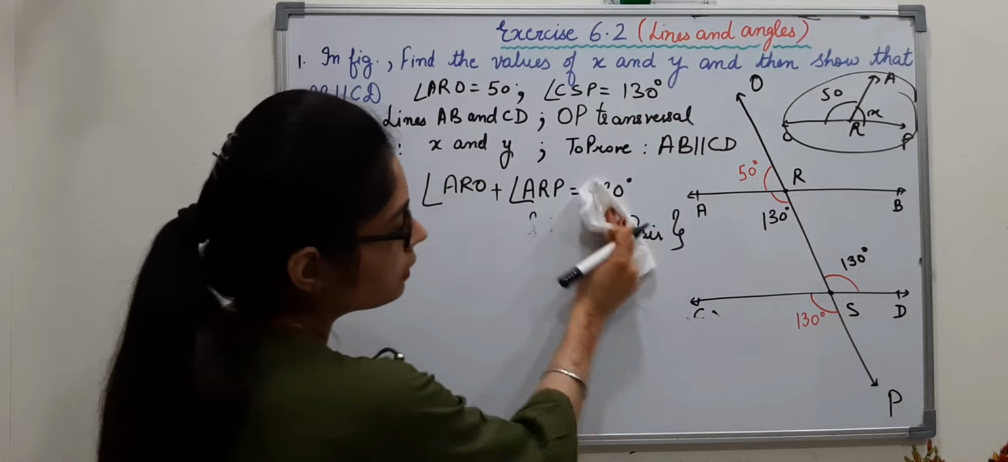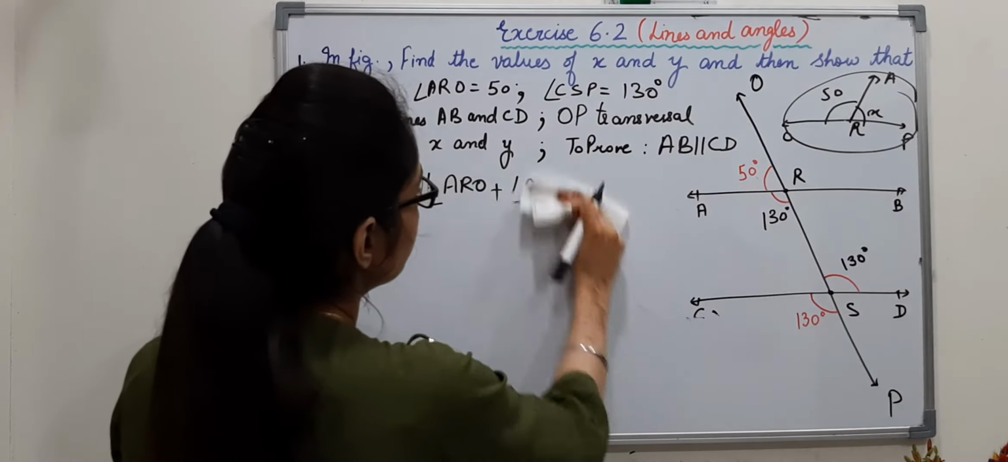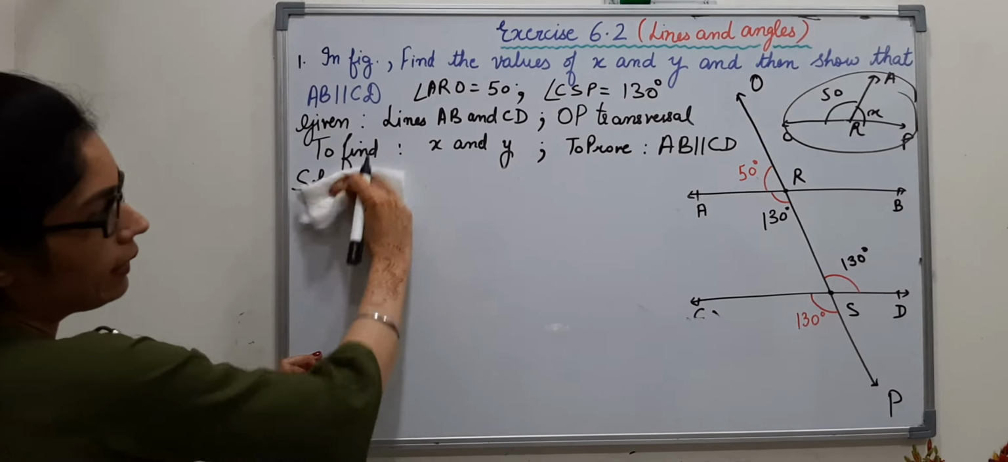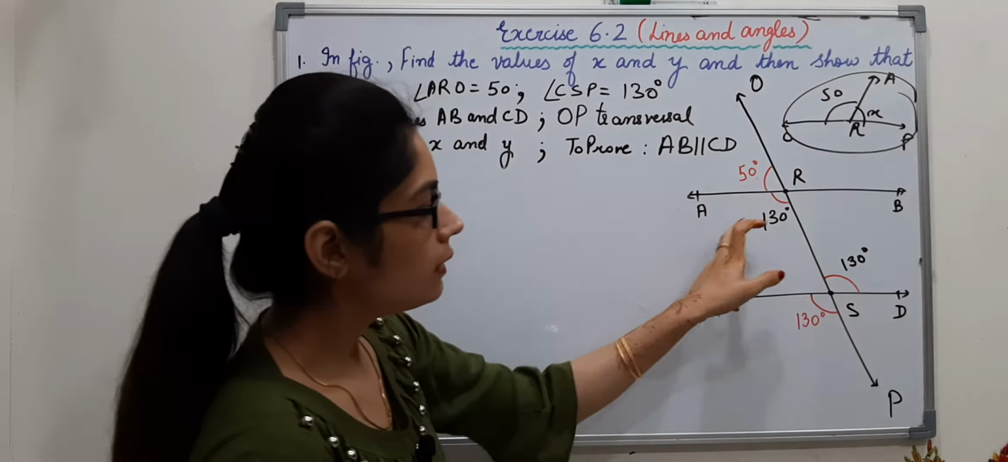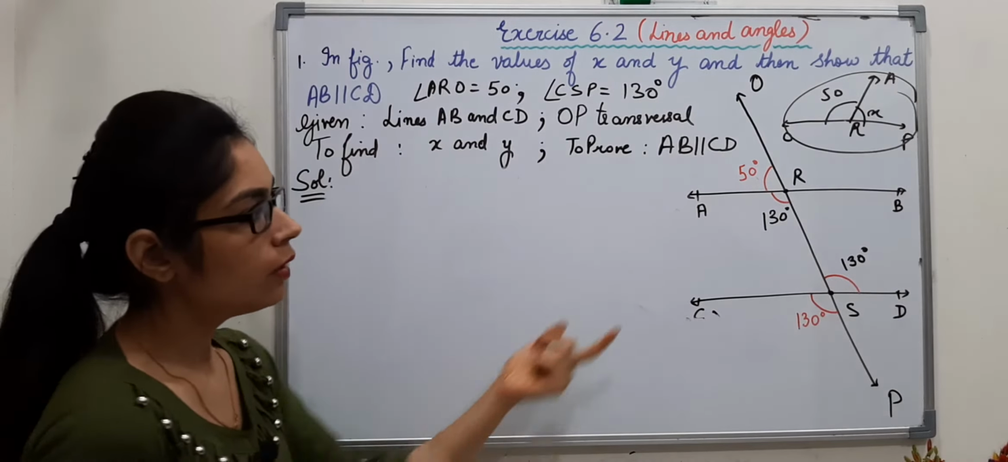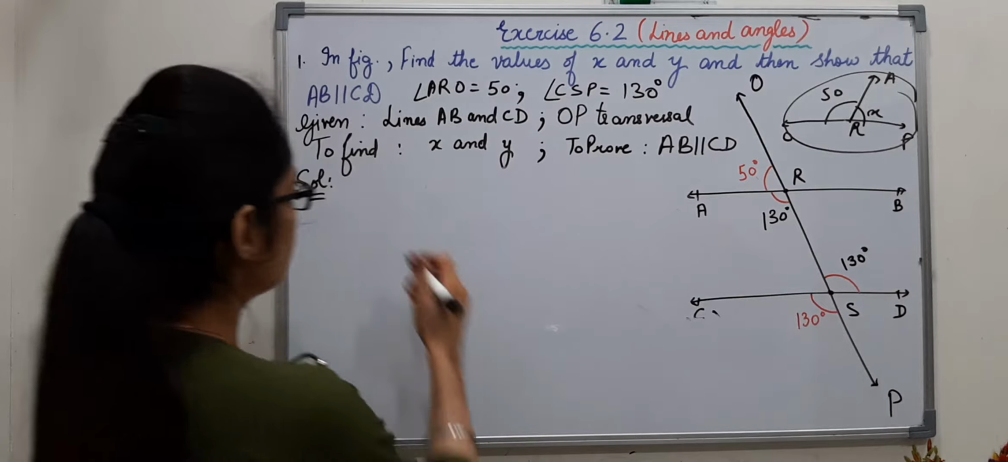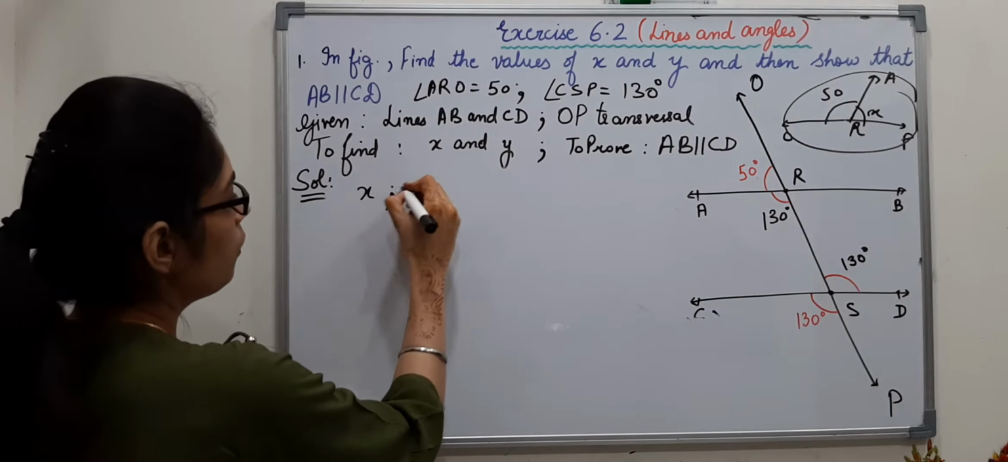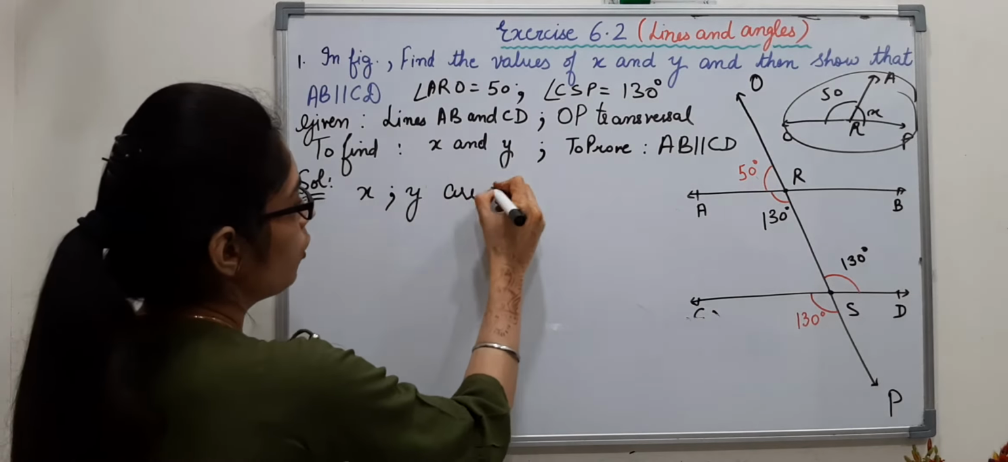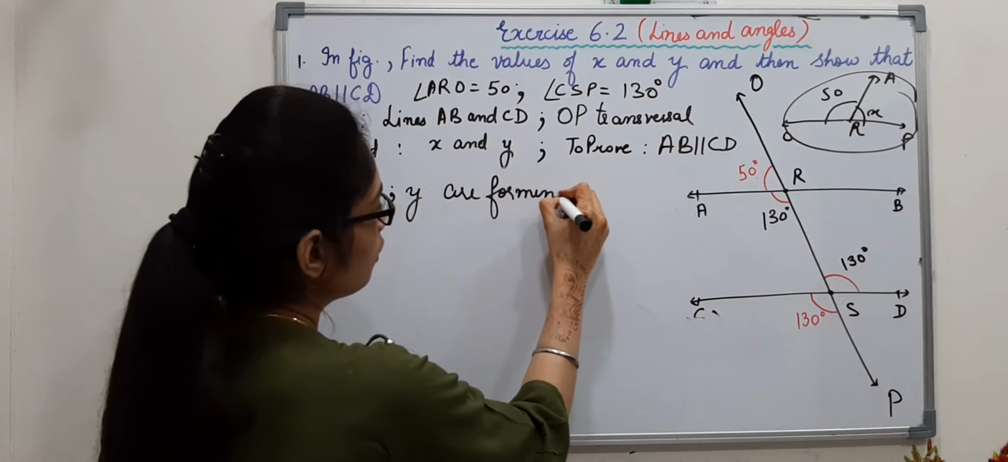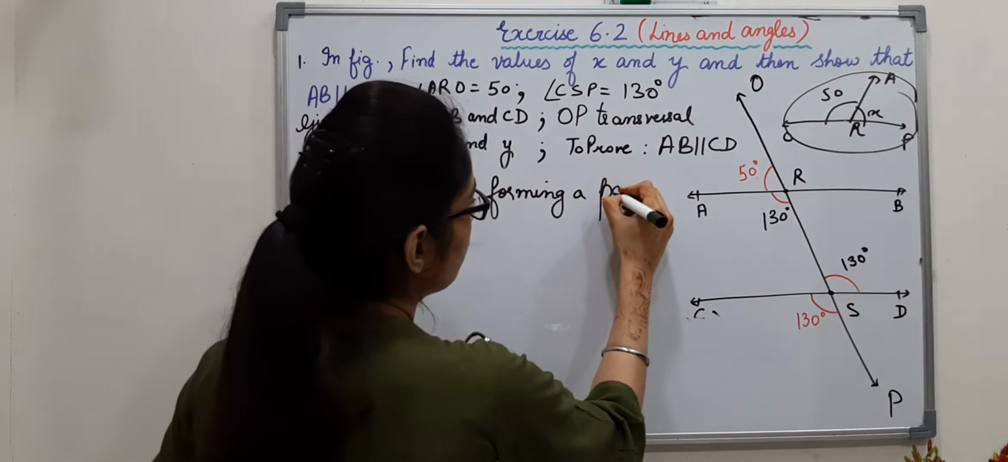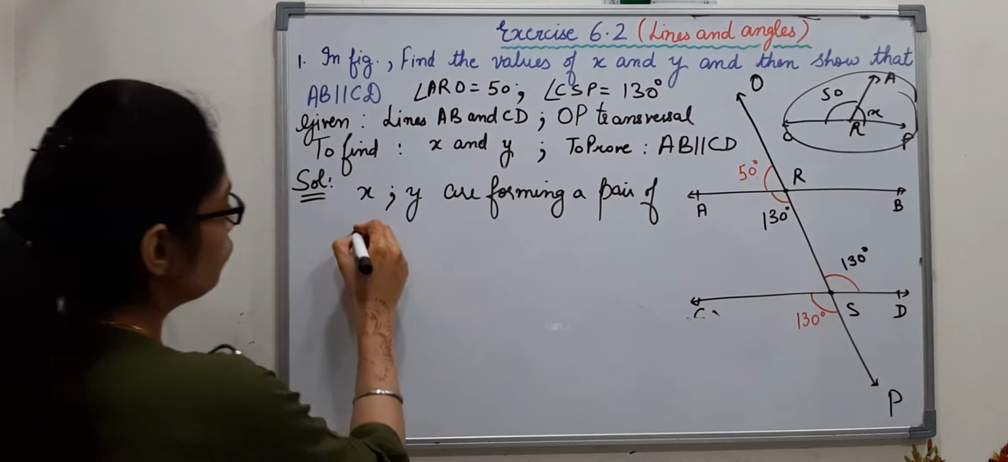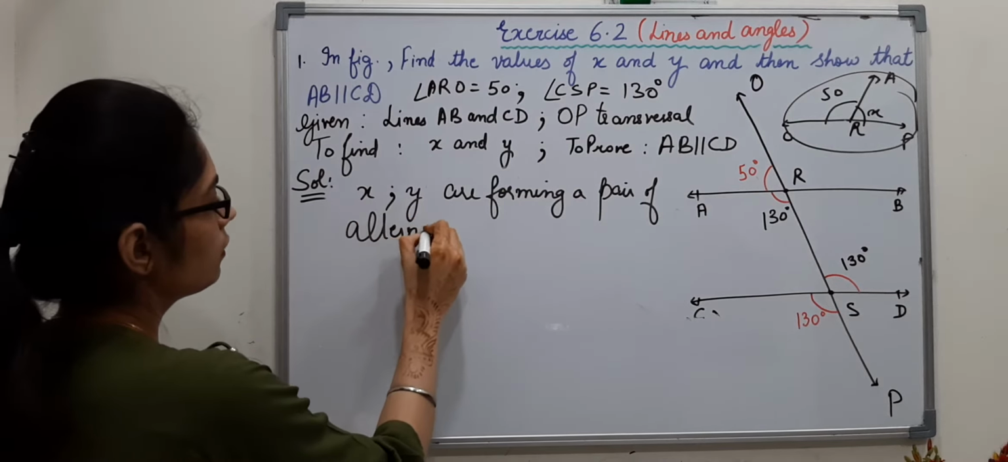Now if we observe x and y, we can see that this is x and this is y, they are forming a pair of alternate interior angles. So x and y are forming a pair of alternate interior angles.